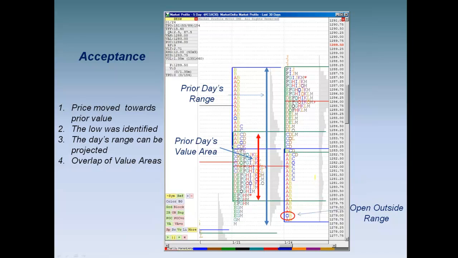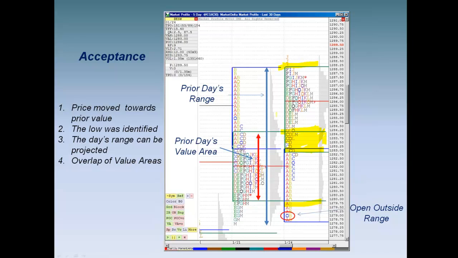Now, notice again the overlapping value areas. We have the value area for the prior day over here. That's the high and the low. Now, look at the new day's value area. And if we were to identify the overlap, it's right there. There's the overlap. So whenever you have a scenario of acceptance, this is what is going to occur. Prices will move back into the prior day's range, and you're going to get an overlap. You're going to be able to identify the low, and you're going to be able to project the day's range.